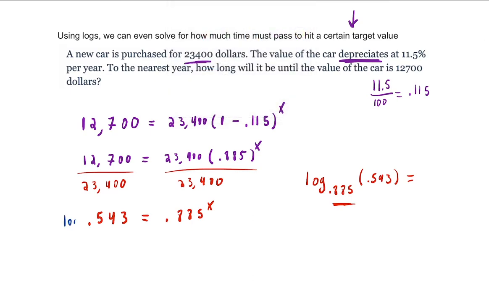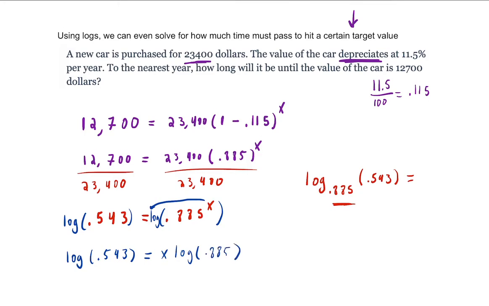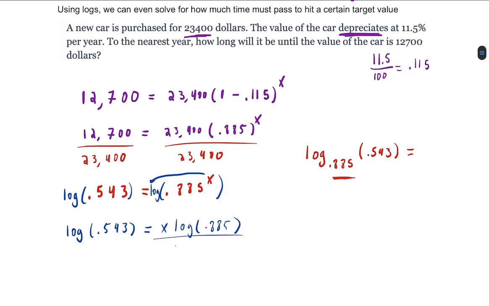But we learned that you couldn't always do this. Back in the day, you only had log base 10. And so the trick here is to take the log in base 10 of both sides so that you can apply our log rule. The log of 0.543 is equal to x times the log of 0.885. And so now we can divide by the log of 0.885.